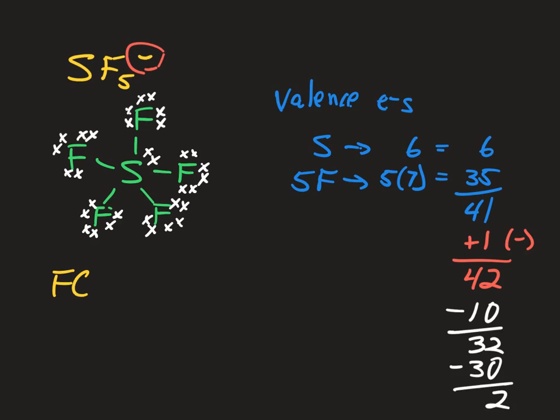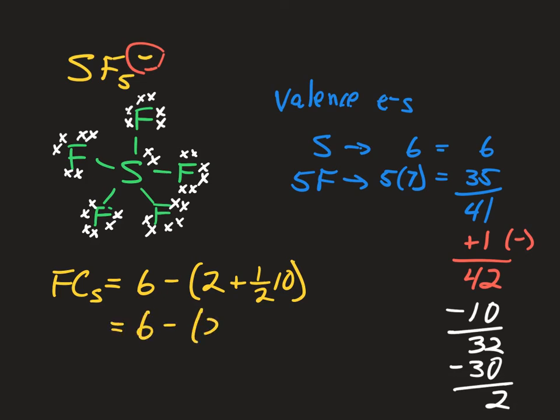So the formal charge on that sulfur: it brought 6 electrons. It's got 2 that it's not sharing. It gets to count half of the 10 in the bonds around it. So we have 6 minus 2 plus 5 equals 6 minus 7. And yes, the sulfur is carrying that negative charge. And there is the Lewis structure of that sulfur pentafluoride anion. So that gives us an indication of how to deal with ionic species.